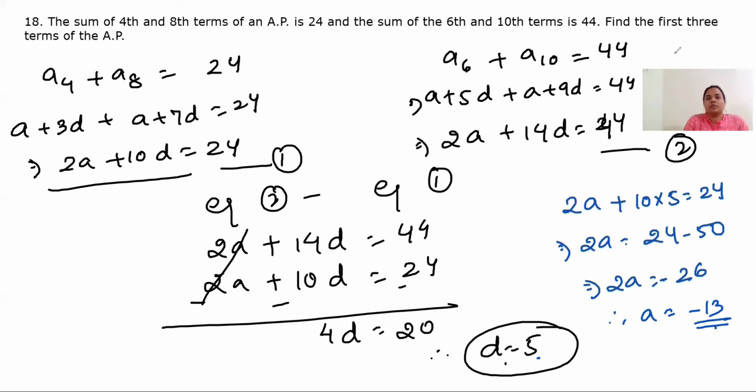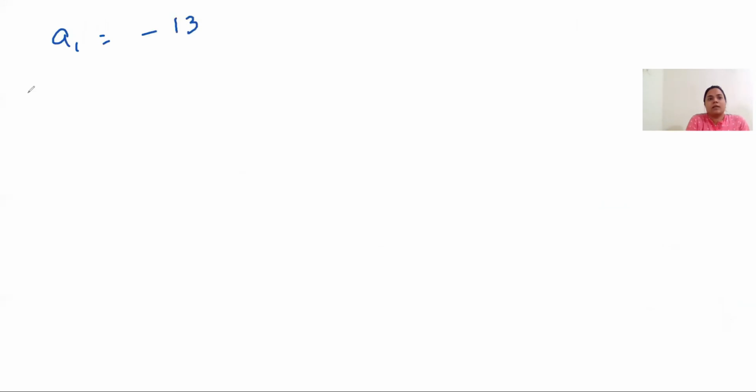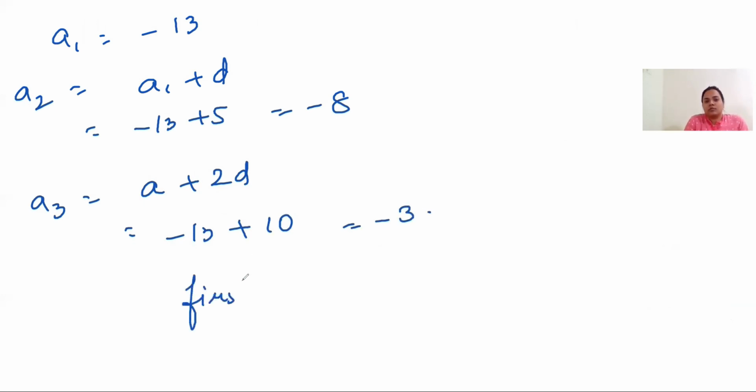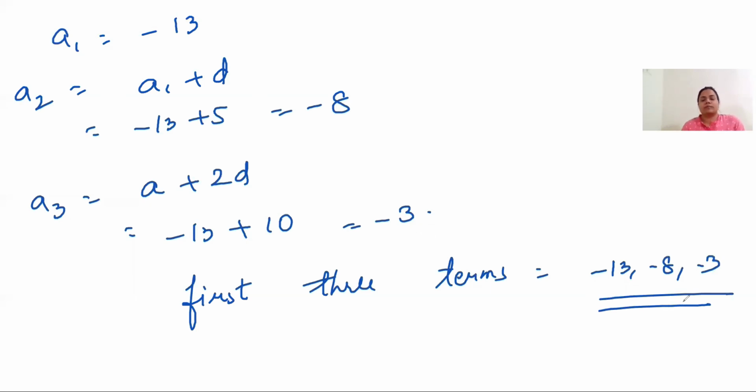I have to find the first 3 terms. So A1 is already minus 13. A2 is A1 plus D, minus 13 plus 5, that is minus 8. A3 is A plus 2D, so minus 13 plus 10 is equal to minus 3. So the first 3 terms of the AP are minus 13, minus 8 and minus 3.